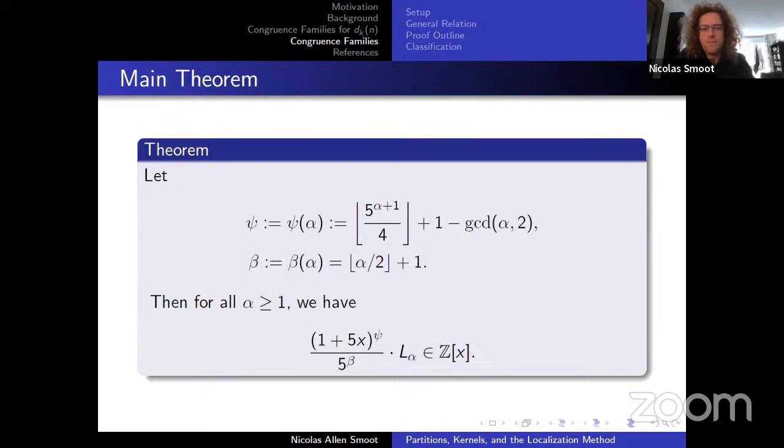And here's the main theorem. If I take L to the alpha, I multiply by 1 plus 5x to the psi, and psi is this business you see here, and divide by 5 to the beta, and that's floor of alpha over 2 plus 1, then I end up in the polynomial ring Z[x]. I haven't shown you what x is. It's a nice function, an eta quotient, a nice Hauptmodul. Exactly what it is isn't really important for us here. The big thing is it's a relatively nice function. And this gives us the divisibility of L alpha by 5 to the beta.